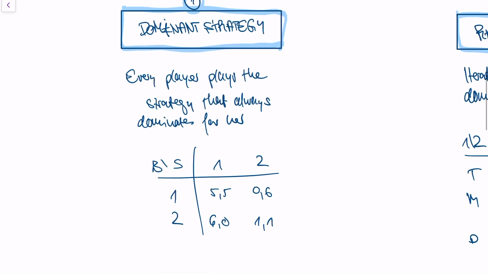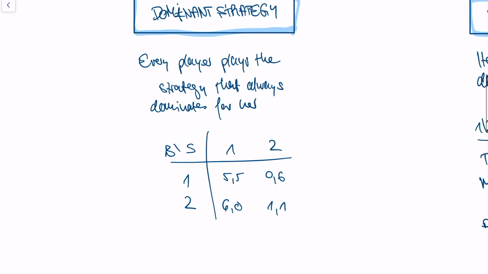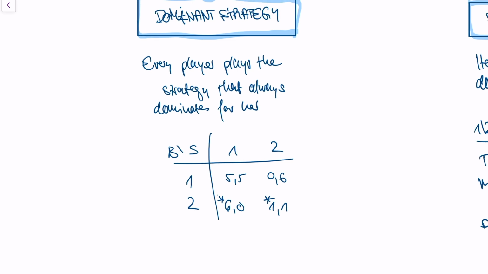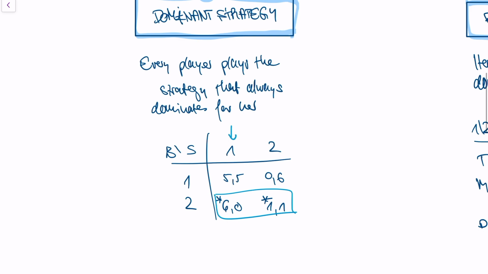And here is a game. So we have 2 players, they're called B and S, and they can both play action 1 or 2, right? And let's try to focus on player B first. So player B will always want to play action 2. Why? Well, look at the situation. If he plays action 1 in this first case, he's going to get a payoff of 5, but with action 2, he's going to get a payoff of 6.